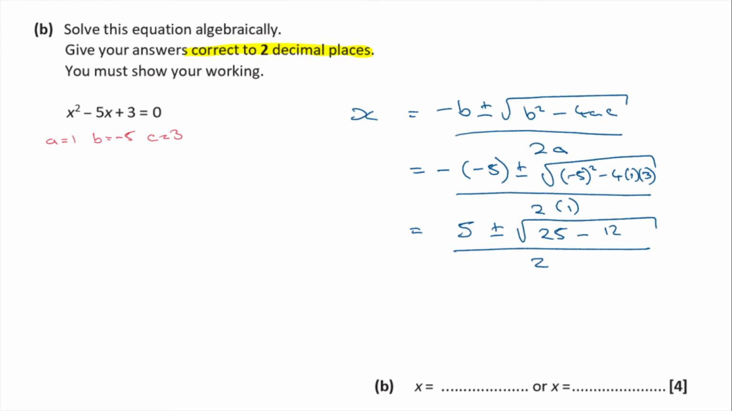So almost there, just going to finish it off a little bit. So that's 5 plus or minus, what's 25 minus 12? That's 13, isn't it? So plus or minus root 13 over 2. Now I've got it into that form, it's just a matter of typing it into your calculator twice, once with a plus sign and once with the minus sign.